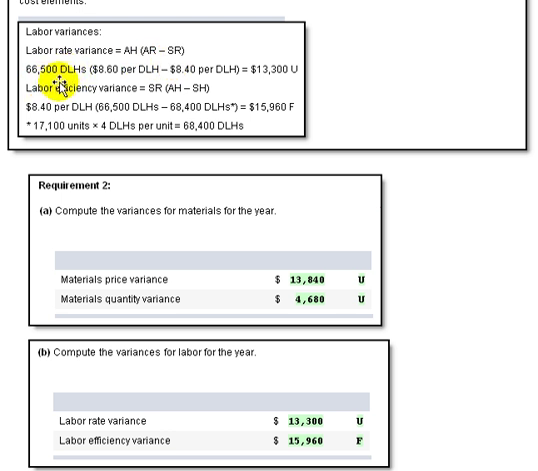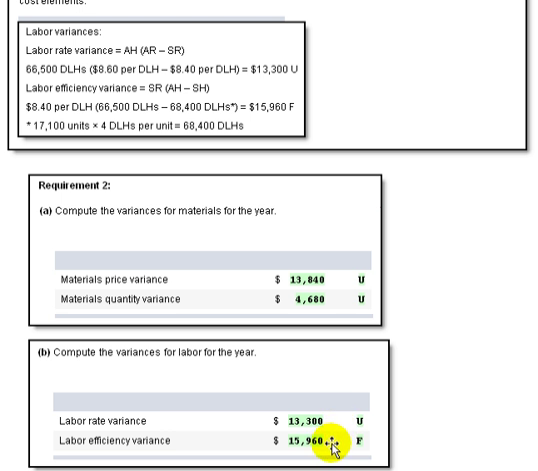So 66,500 direct labor hours were incurred. The actual rate was $8.60. The standard rate was $8.40, so we're unfavorable. We know we're 20 cents higher. And when we multiply that 20 cents times 66,400, we come up with 13,300 unfavorable, which is that number right there.